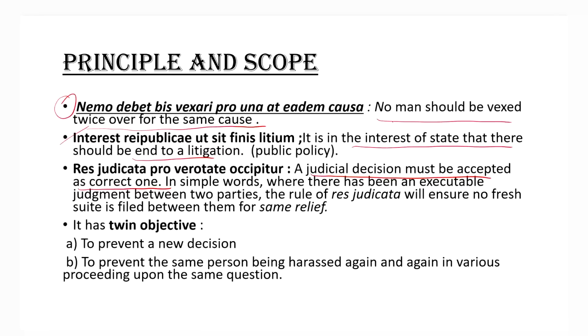And second, again, the interest of the state as well as the judicial decision must be accepted as the correct one. In simple words, where there has been an executable judgment between two parties, the rule of res judicata will ensure no fresh suit is filed between them for the same relief. So there is an objective also, apart from these two principles: to prevent the same person being harassed again and again in various proceedings upon the same question.